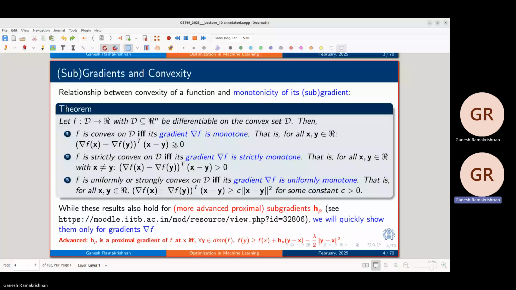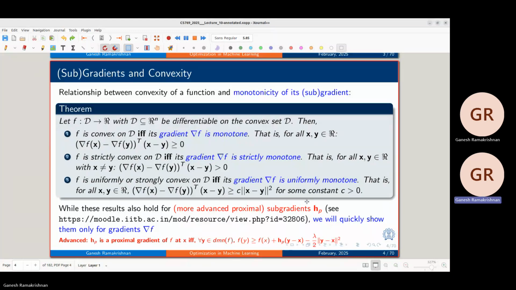Okay. So you had these three definitions. Gradient being monotone is equivalent to function being convex. Gradient being strictly monotone is equivalent to function being strictly convex. And likewise, there's strong convexity, the gradient being strongly, uniformly monotone. It's called uniform monotonicity, but basically it's that the dot product is lower bounded by a quadratic term on the right hand side involving x minus y norm square. Okay, so now a question for you guys is, what happens if you have subgradients?